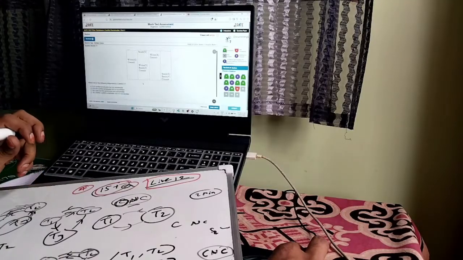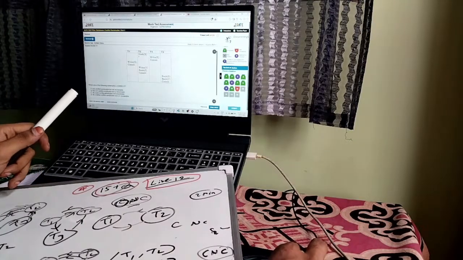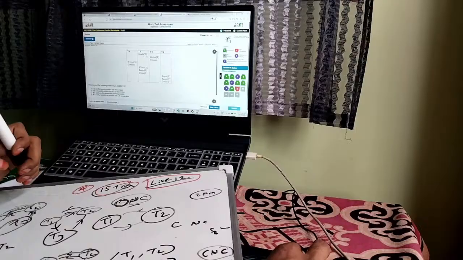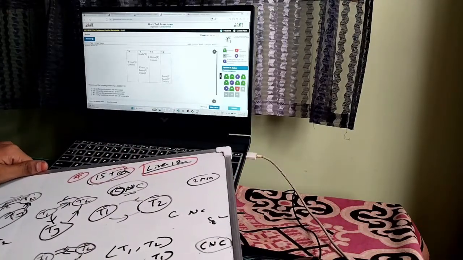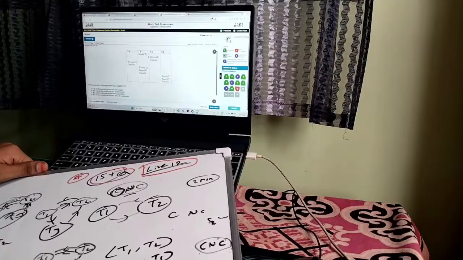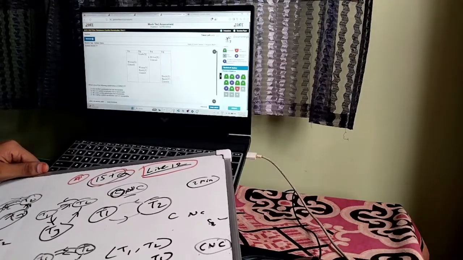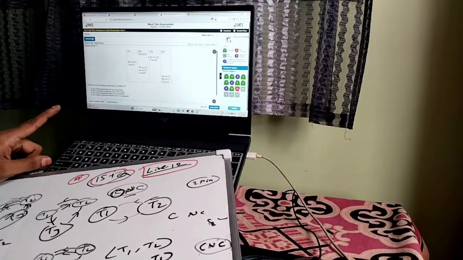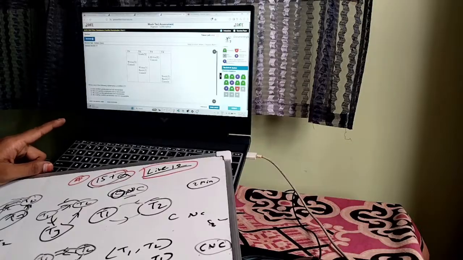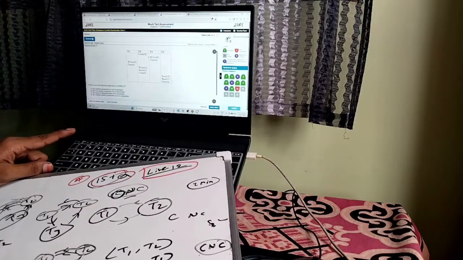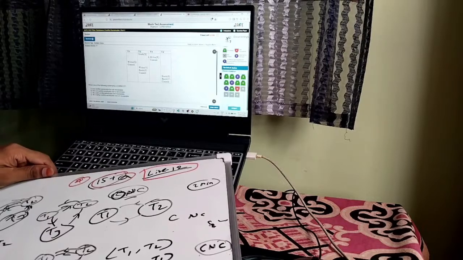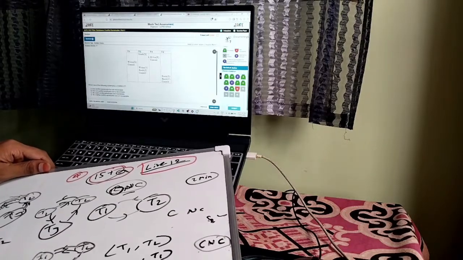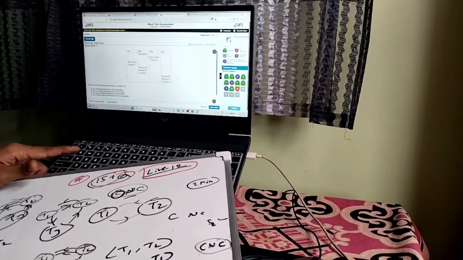Okay, so what next? If you see here, let's start the table. If there are 4 transactions, first we have to do X. Where is X here? Right, X. It is 2 to 3. 2 to 3 is there.